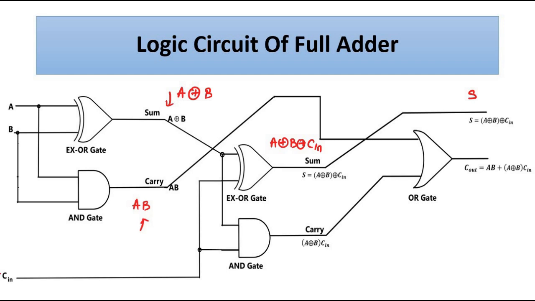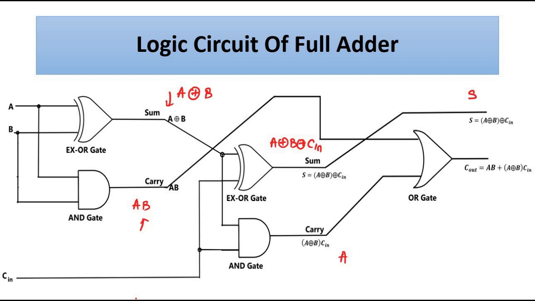And we gave AB to one OR gate at the output, and we used another AND gate and provided A XOR B and Cin.